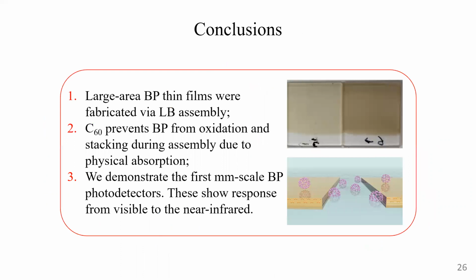So the conclusion is that large area black phosphorus films were fabricated via the Langmuir-Blodgett assembly technique, and the fullerene prevents black phosphorus from oxidation and also from overlapping stacking during assembly due to physical absorption. And we have also demonstrated the first millimeter scale black phosphorus photodetectors, which show responsivity from visible to near infrared.